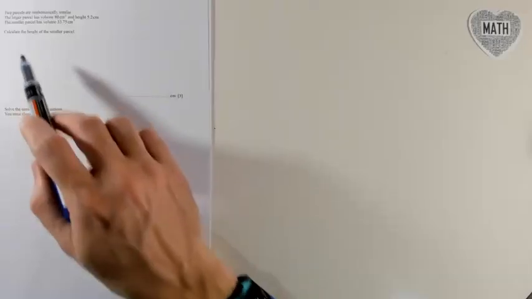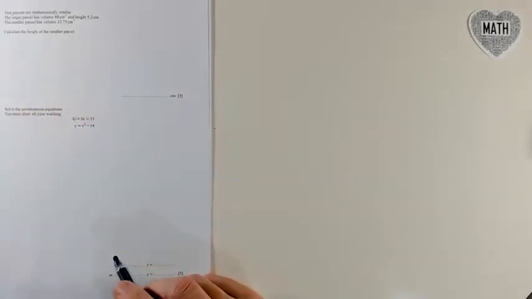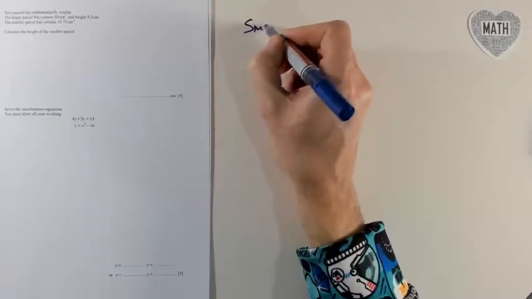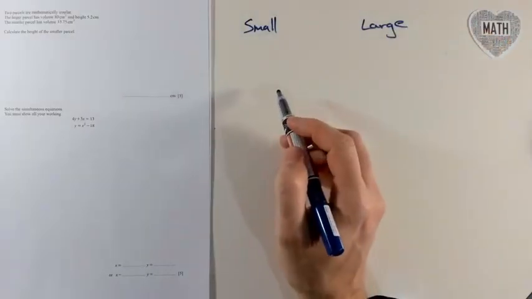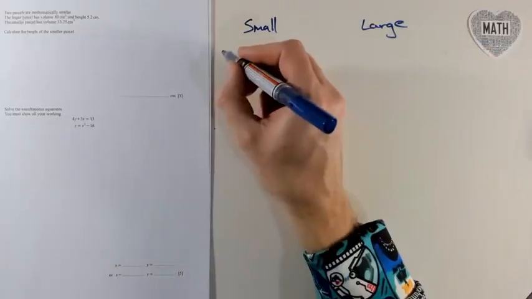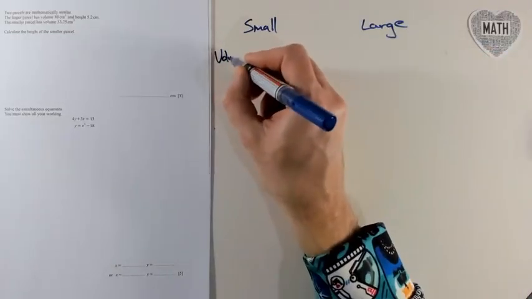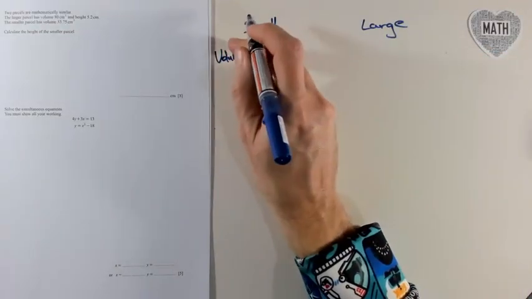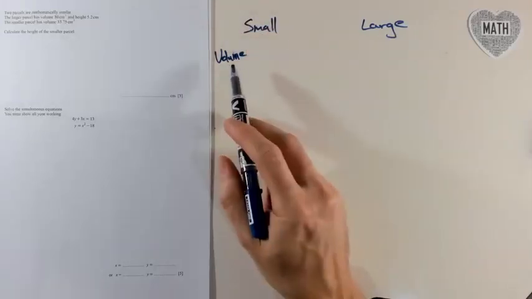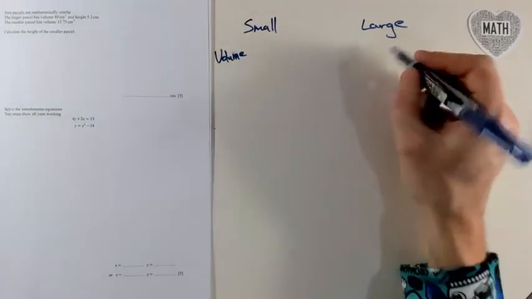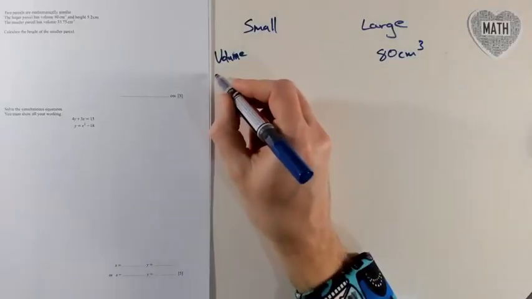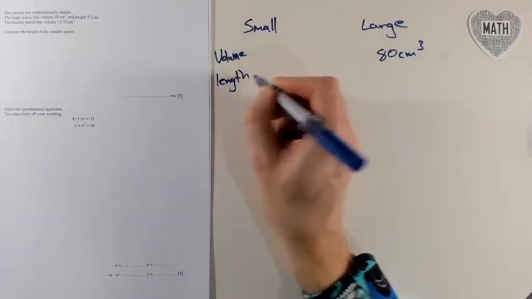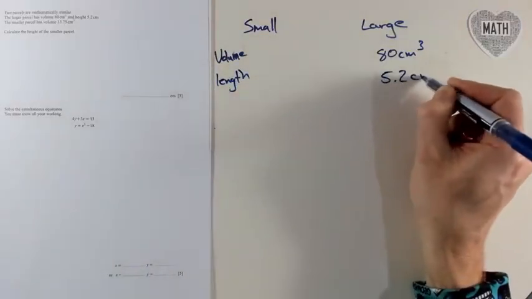So for the first one, it just says two parcels are mathematically similar, and there's a large and a small one. So I'll just start with some headings, small and large, just making my life a little bit easier. And they say the volume. The volume of the larger one is 80 cubic centimeters. And the height, which would be a length, is going to be 5.2 centimeters.